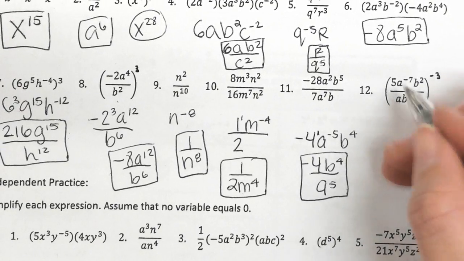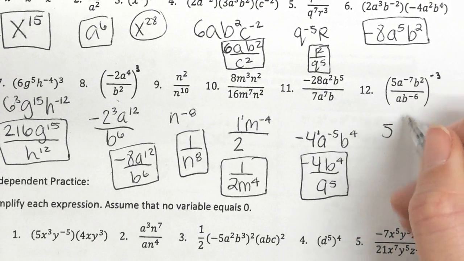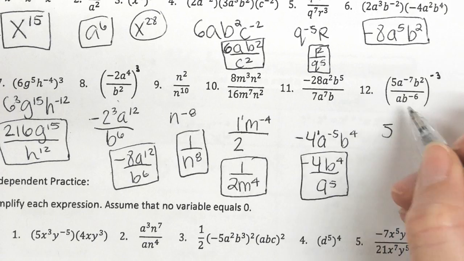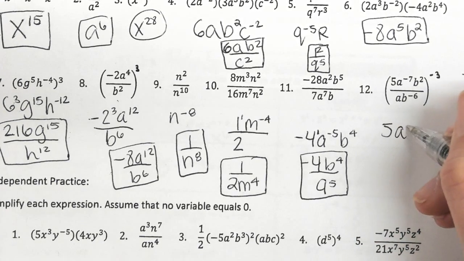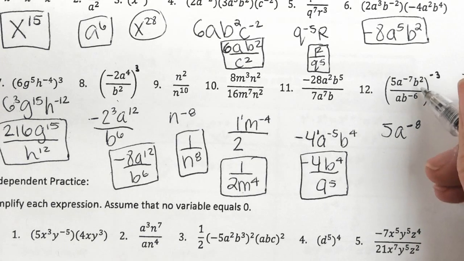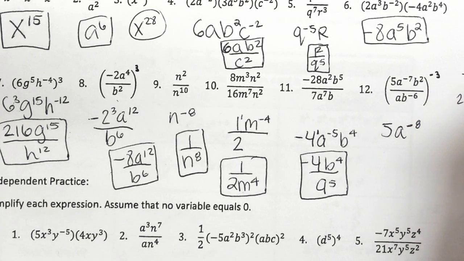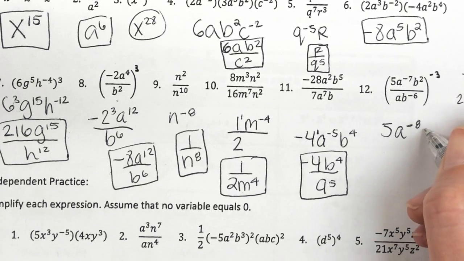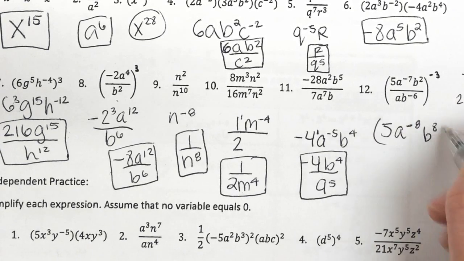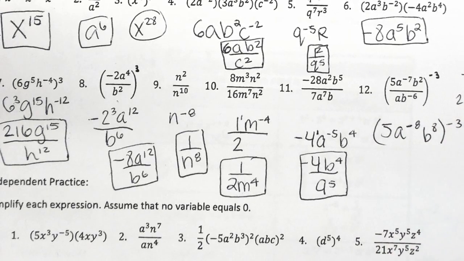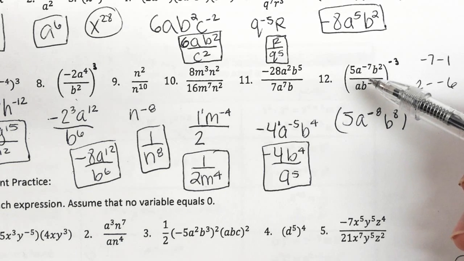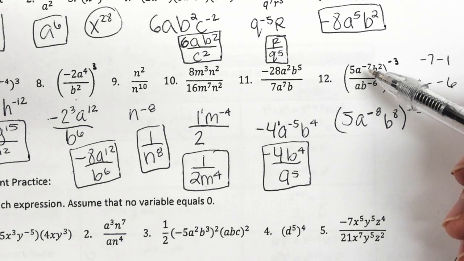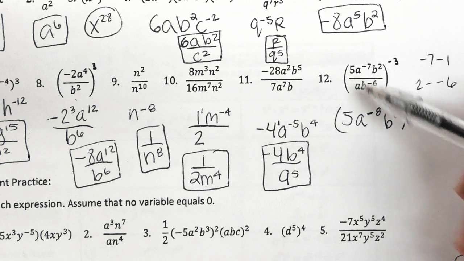So the 5 stays the same, right? This will be A to the what power? What's negative 7 minus 1? Negative 8, good. And what is 2 minus negative 6? 8. Good. B to the 8th power, and let's leave that in parentheses. Where do you get negative 8? When you divide, you have to do what with the exponents? Subtract. Good. So negative 7 minus 1 will give us a negative 8.